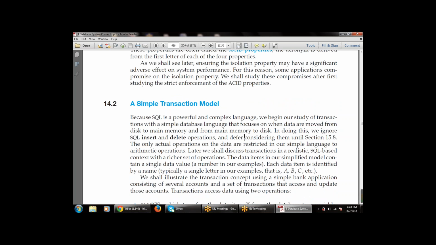Later we shall discuss the transaction in a realistic SQL based context with a richer set of operations. Each data item is identified by a name, that is A, B, C, D, etc. We shall illustrate the transaction concept using a simple bank application consisting of several accounts, and a set of transactions are required to access and update those accounts. So there are multiple accounts required by the bank, and multiple operations required on the accounts. Transactions access data using two operations.